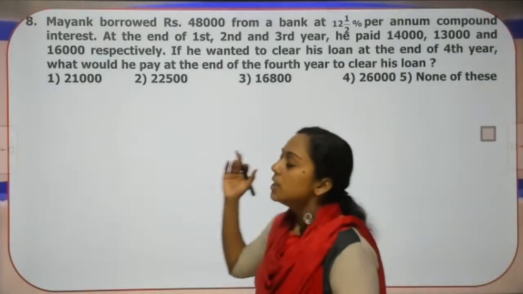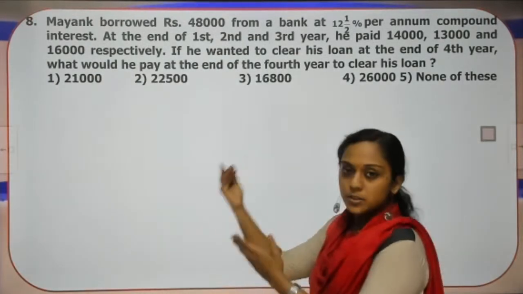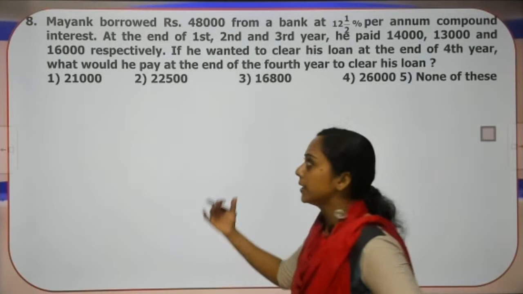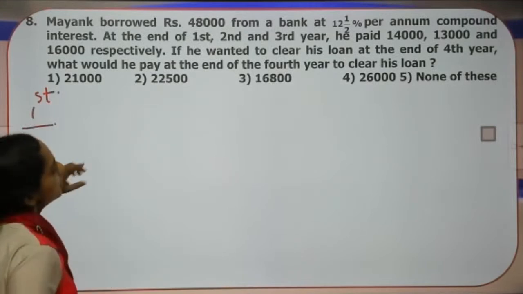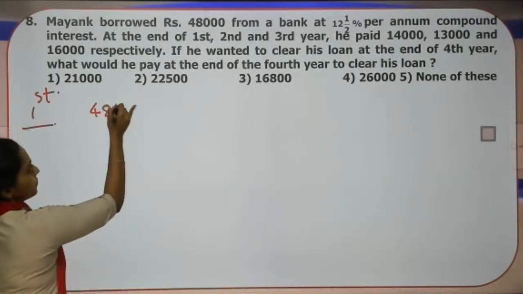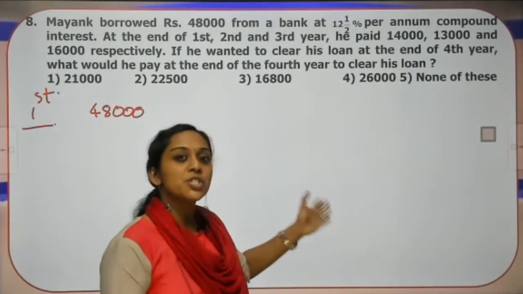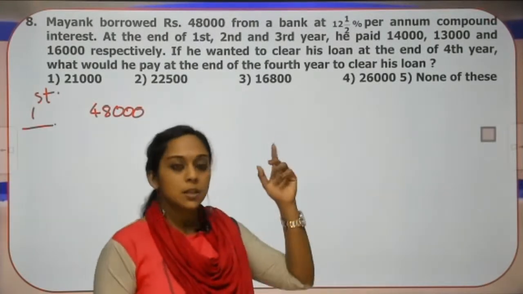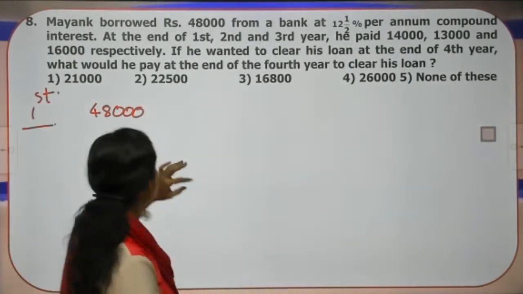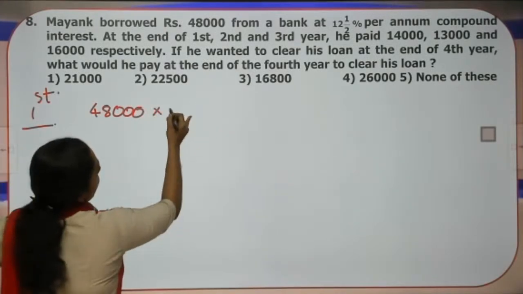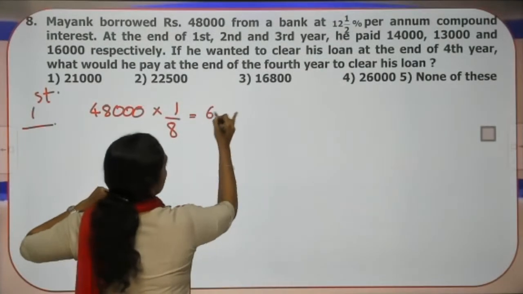Okay, so here you see, in compound interest, what is our concept? You have to add the interest of the first year to the principal, and that is taken to the second year. So here, in the first year, his principal is 48,000, and what will be his interest? At the end of each year, he is paying back some amount, so your time period is 1 year. For 1 year, compound interest is equivalent to simple interest. So for 48,000, 12.1/2% means 1/8, what is the interest there? That is 6,000.